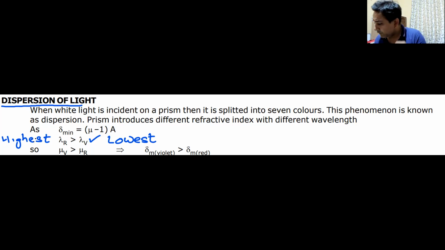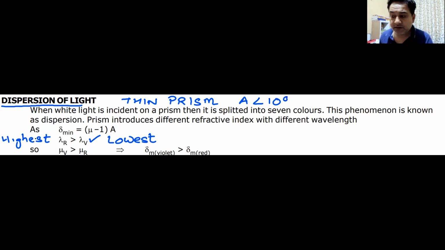Now, we have seen this formula for a thin prism. Remember, we're talking about thin prisms here. Whenever we are studying this topic of dispersion in this particular class, for your exams, for your JEE or NEET, we are talking about dispersion in thin prisms. Now, what do you mean by a thin prism? Can you tell me? What is a thin prism? Yes, the angle of the prism is less than 10 degrees. We call it a thin prism.